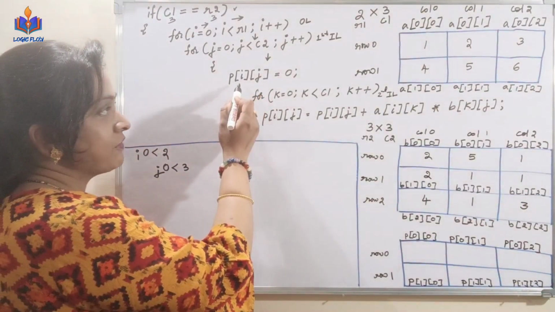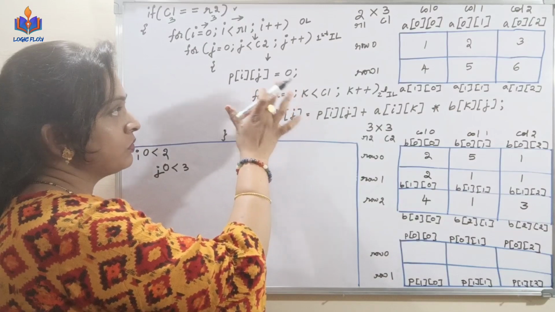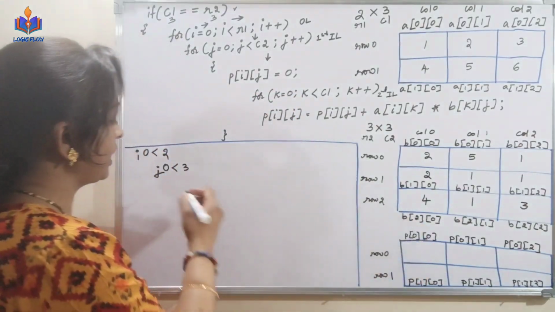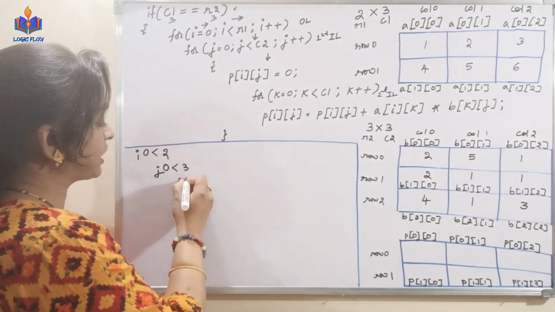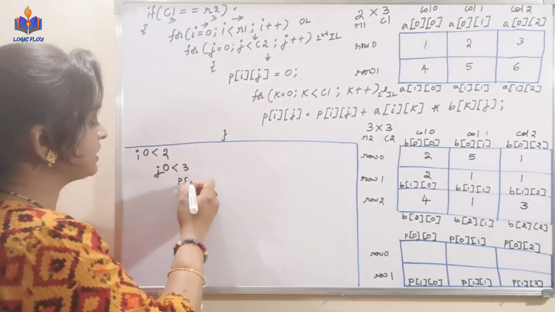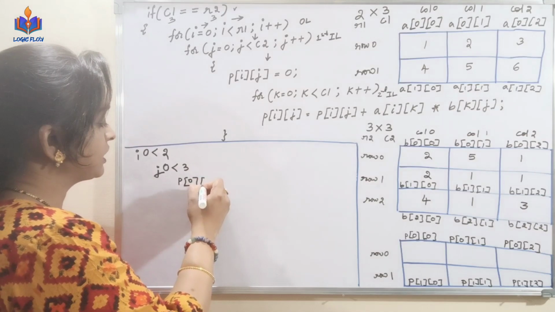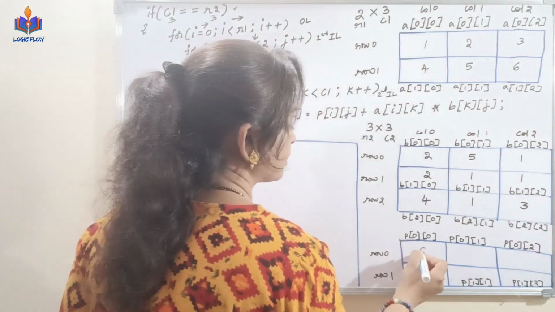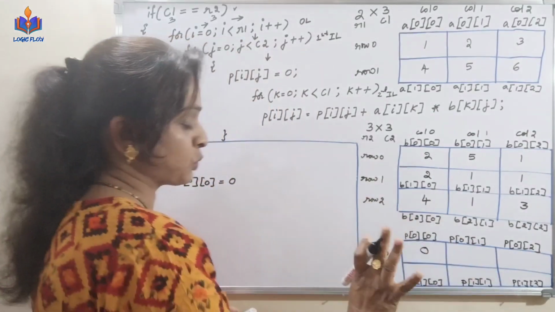I initialize the value P of ij equal to 0. P is my resultant matrix. I say P of ij equal to 0. So that initialization I'll do. I is 0, j is 0. Means the first value, some initial value 0, I'm storing.